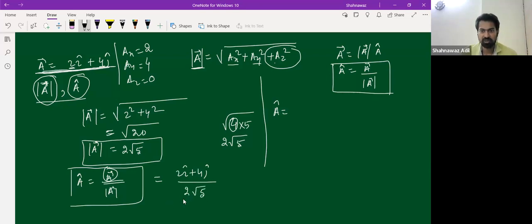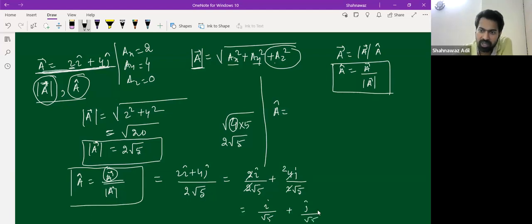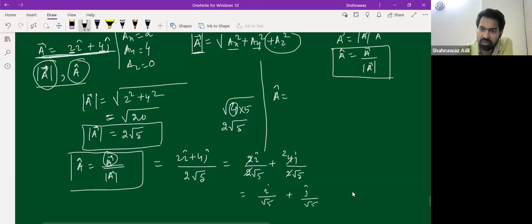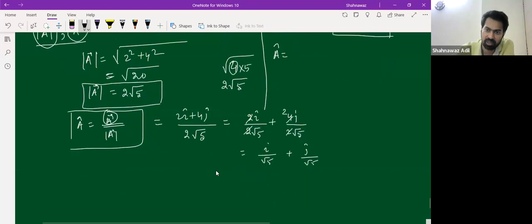Okay, Nabila, understood. So this would be 2i divided by this 2 root 5, and then this 4j divided by this 2 root 5. So this 2 will cancel, this 2 cancels. So we have i by root 5 and then j by root 5. But this root is in the denominator, so we should do what? We should rationalize it.